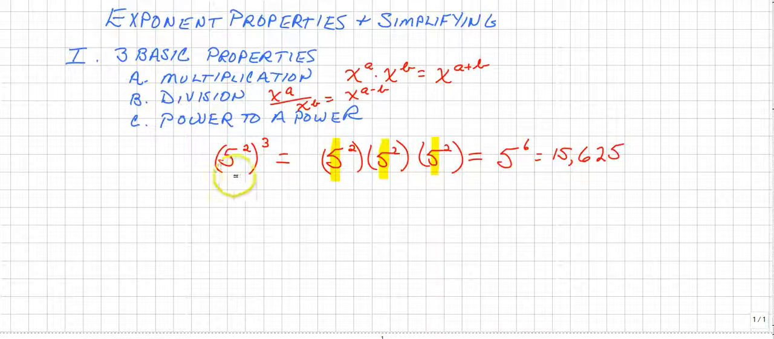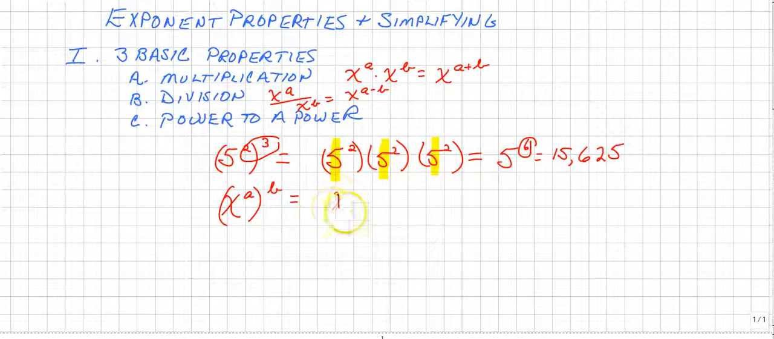So our property, taking a look at this example, 5 squared cubed, let's write that as x to the a, parentheses raised to the b power. Well, notice in our example we had a 2 and a 3 as our powers, and then it became 5 to the 6. So what you do is you multiply those powers together, so it's x to the a times b. So that is our third basic property of powers.